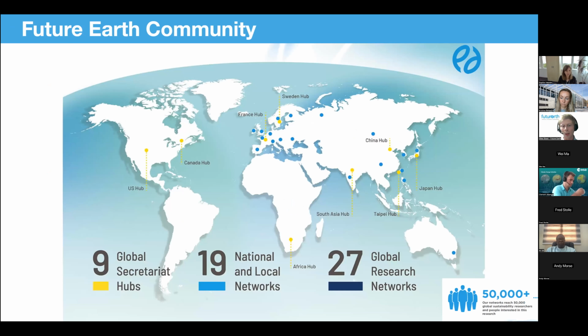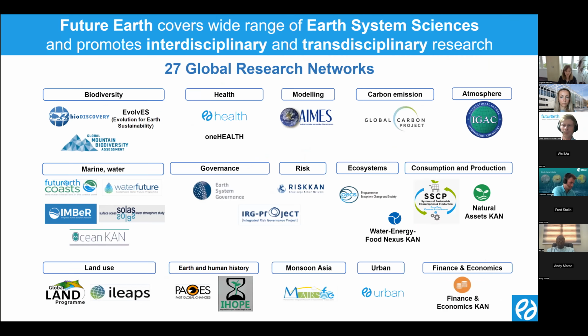Just to give you a brief overview, we have 9 global secretariat hubs, based in the US, Canada, France, Sweden, China, South Asia, Taipei, and Japan. There are also various national and local networks or committees, deep diving into the research work. We have 27 networks, each with around 1,000 or more experts connected within their networks to do various research-related activities. I've mentioned the Health Knowledge Action Network is one of the 27 global research networks. Here is a brief overview of the other networks we work with, and there are opportunities to connect with these along the way, also for this project.